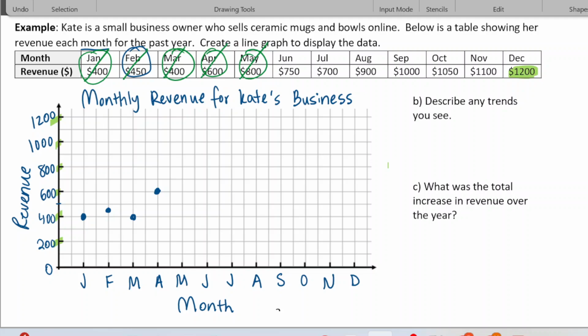I think I've missed one here. I missed May. May is 800. Oops. Let's do that first. And then June is 750. Thought I had a good system going by crossing off, but I did not, clearly. July is 700. That's right here, halfway between 6 and 8. August is 900, which is halfway between 800 and 1,000. September is 1,000.